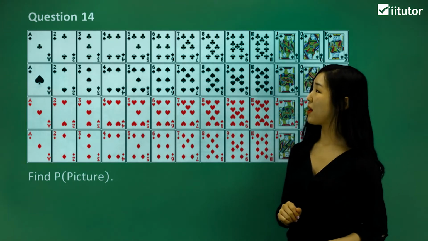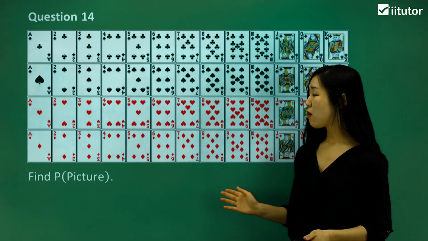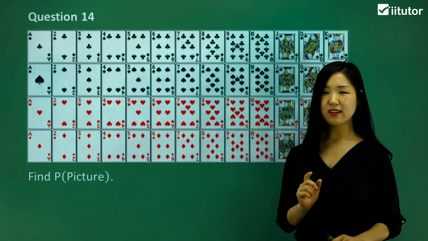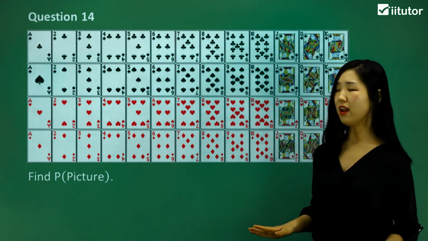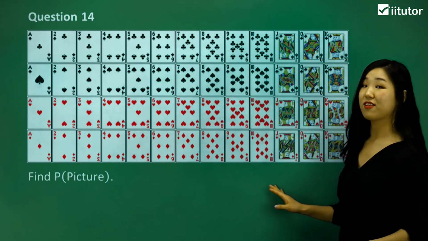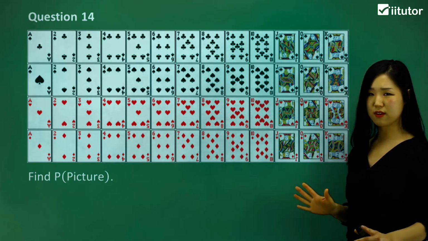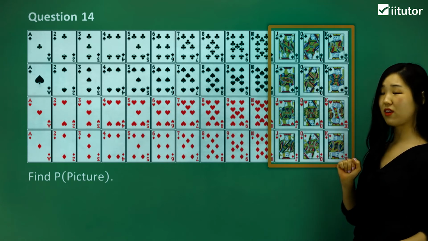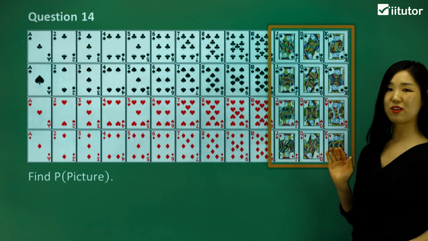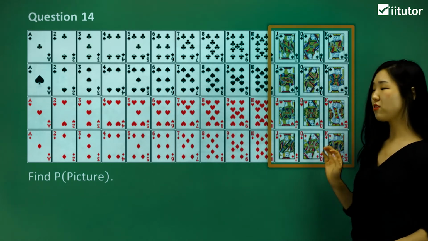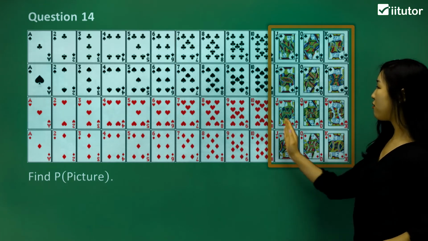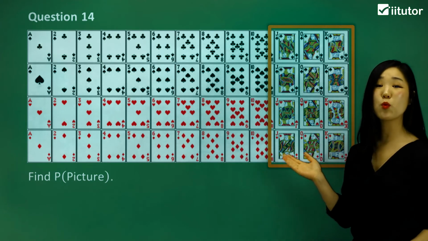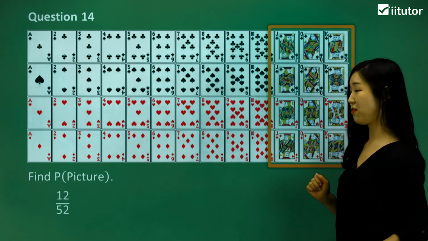Alright, let's look at the next one. Question 14. Find the probability of a picture card. So remember what I said earlier? I did mention this before. What's a picture card? Picture cards are those with the pictures on them. But again, make sure you don't get confused with pictures. It doesn't mean the shapes. It actually means these ones over here that have the little complicated pictures on them. It's got Jack, Queen, King on them. So those are the picture cards. And we've got 4 jacks, 4 queens, 4 kings. So altogether we have 12 picture cards. So it's 12 out of the 52.